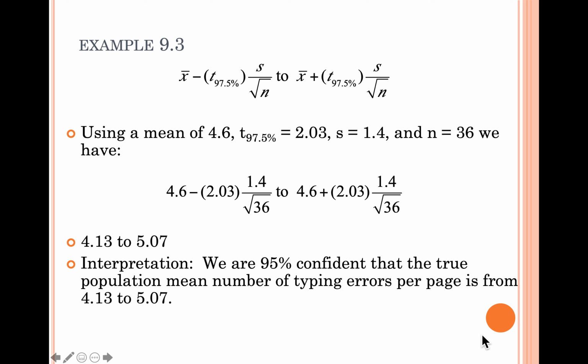Okay, so to interpret this confidence interval, we say that we are 95% confident that the true population mean number of typing errors per page is in the interval from 4.13 to 5.07. So remember, we don't know what the population mean truly is. We are trying to estimate it. So we are confident that the true population mean is in this range.